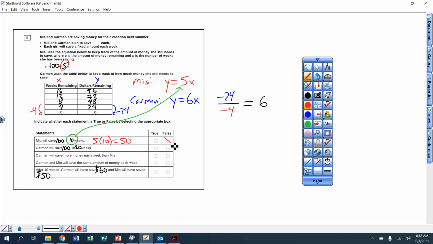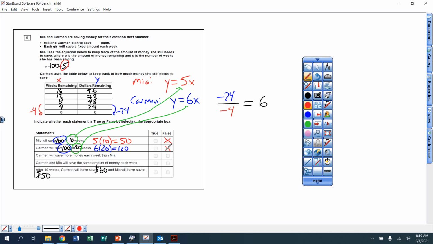That's no good. For the next one, plug in 20 into Carmen's equation. But you can see on that one, when I plug it in, it doesn't give me 100 either. So that one would be a no.